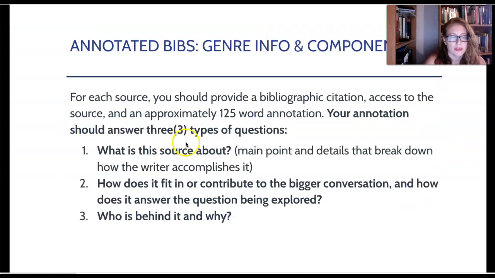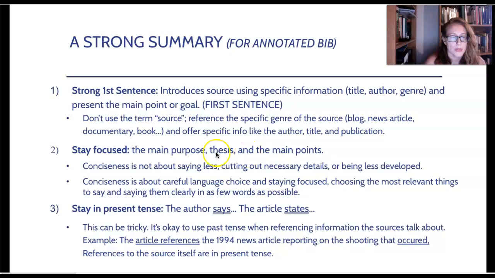Stay focused on the main purpose, thesis, and main points. And when I say stay focused, I'm talking about making it concise and not fluffy.